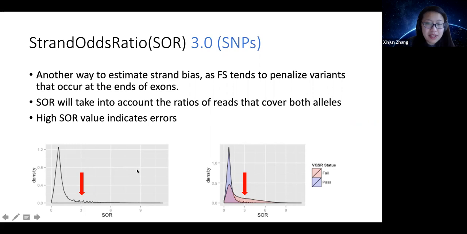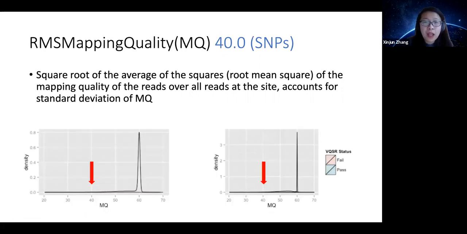Similar story: we look at the distribution of the statistic and at the variants that didn't pass the machine learning. They decided that a value of 3 for SOR is a good way to filter things out. At least this is not too aggressive, but also not too conservative. So things higher than 3 may be problematic, and you want to flag that in your VCF.